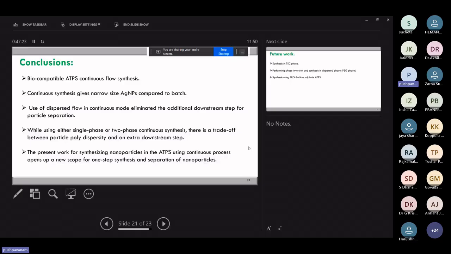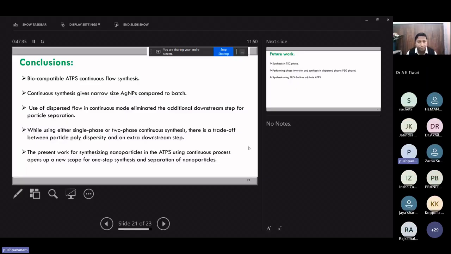But the important point is the silver nanoparticles are getting trapped at the interface. So at the outlet, you will see that the bulk solution does not contain any silver nanoparticles. So we have a process by which, when I use an ATPS, I am synthesizing the nanoparticles, and I'm also separating the nanoparticles.